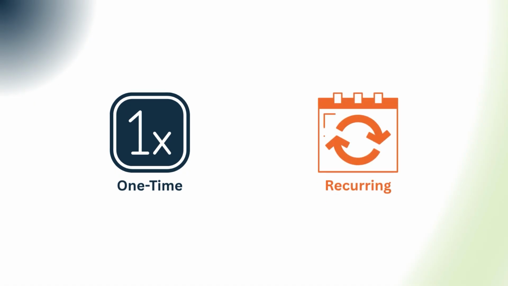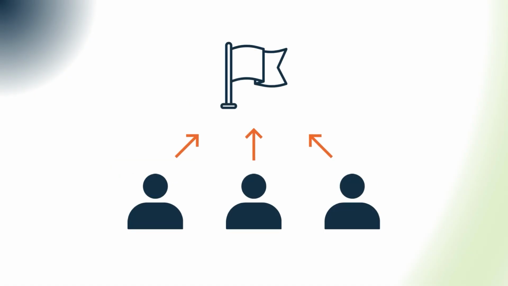Each goal can be set as a one-time target with a deadline, or as a recurring goal on a schedule like weekly, monthly, or yearly. You can also specify which members and accounts should be tracked.